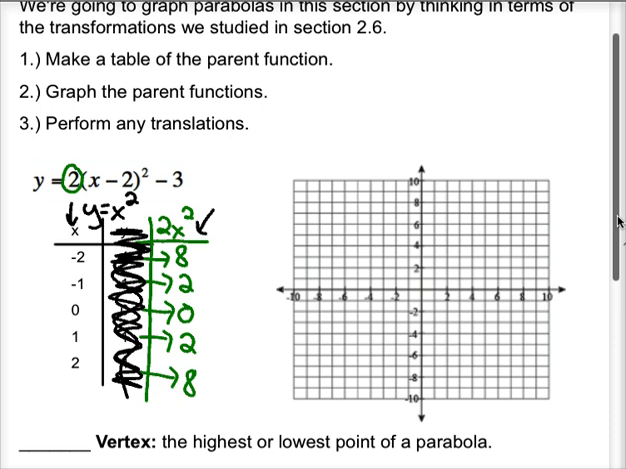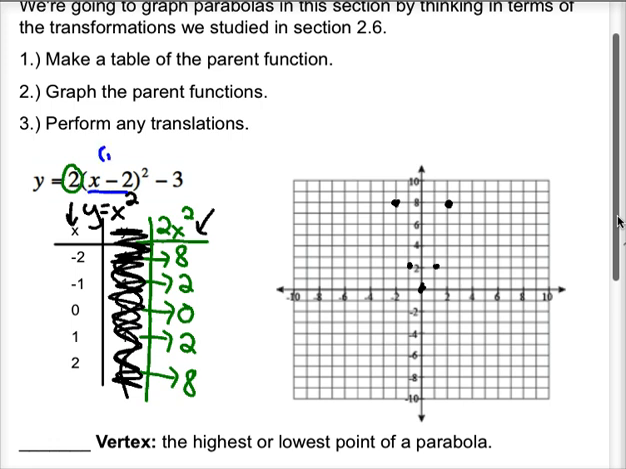So negative 2, 8. I'm going to plot negative 1, 2. I'm going to plot 0, 0, 1, 2, and 2, 8. Right? And you can even see the formation of the parabola happening already. All right? But remember, we need to do the shifting now. So the stretch goes in the table. And now I look at my shifting.